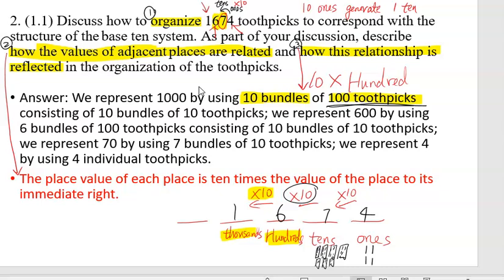So I answered every single question here. Make sure you read the question clearly. When you take the exam, you can even do what I did here and underline or highlight the questions you need to answer. Don't miss a question, because a lot of students in the past often forgot to answer number 2, how the values of adjacent places are related. It's multiplying by 10. And when you organize the toothpicks, make sure you explain how you get the 1000 place from the hundreds place, how you get the 100s place from the 10s place, and how you get the 10s place from the 1s place. All right.